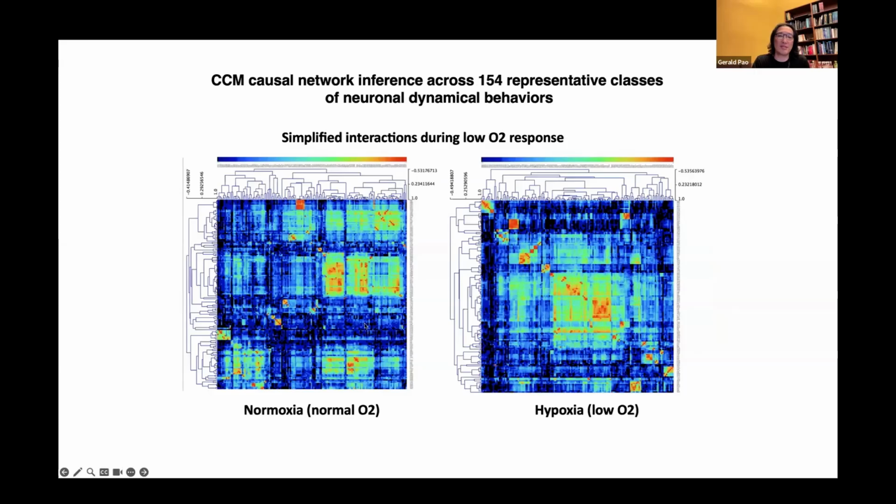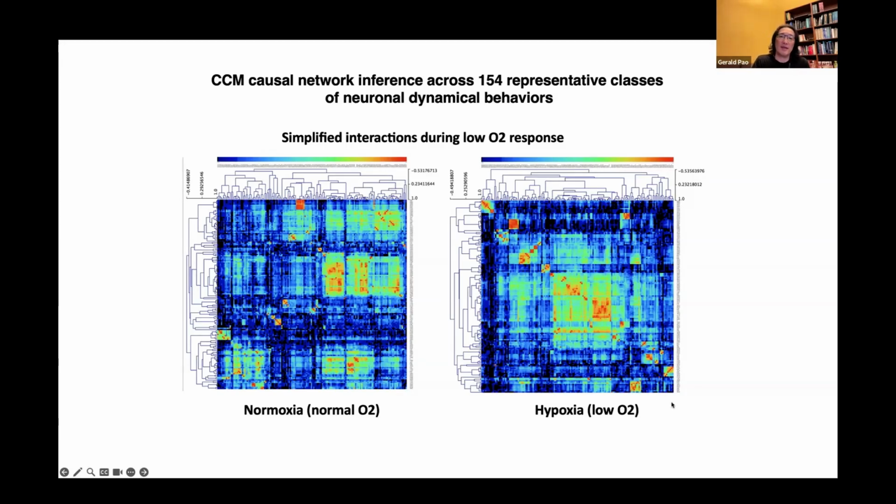And here, for example, you can see you have 154 representative classes of neurons. So basically each of these neurons, for you to see more. In the case of normoxia, you have many different clusters, and then it becomes more homogeneous under the low oxygen, because before you could have many different interactions between the neurons because you had many different behaviors. But as you decrease the oxygen and want to escape, then it becomes much more homogeneous.